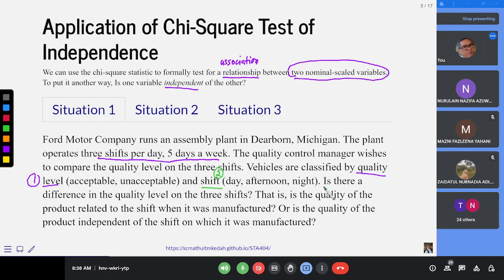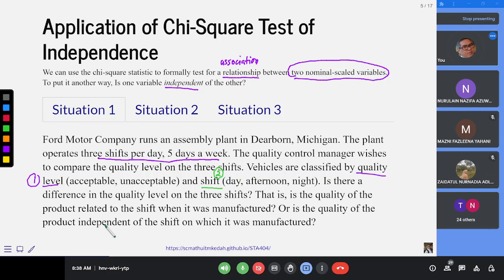So the situation right now is, is there a difference in the quality level on the three shifts. So itu yang nak tengok, ada tak perkaitan quality level dengan shift. That is, is the quality of the product related to the shift when it was manufactured. So dia nak tengok adakah kualiti produk tersebut bergantung pada bila dia produce. Adakah the day shift produce a better product compared to afternoon shift.